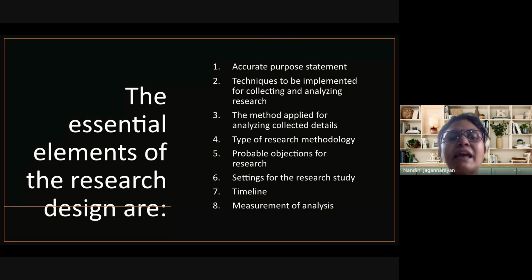And as I said, timeline: 6 months to collect data, 2 months to analyze, classify, edit and classify the data, and then 3 months for data analysis, etc. And then I have to measure the analysis. How accurate is it, right? So will all these things hold good in my study?